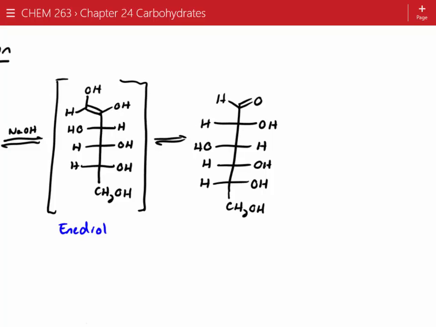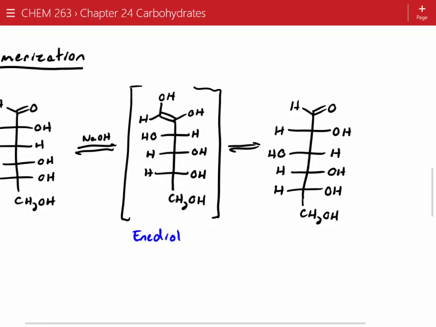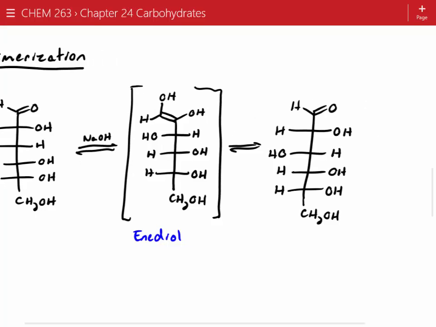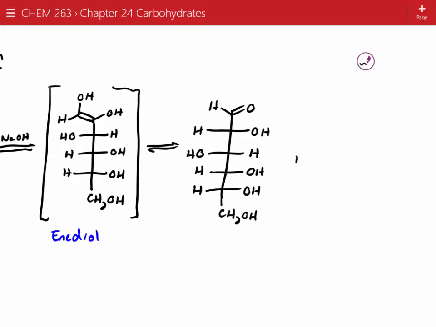Did I miss one? Because it's OH, H, OH, OH, and then the other one's just H, OH, OH. So we should have 1, 2, 3, 4, 5, 6 carbons. I see. Yeah, so one of those is now a part of there. So we haven't gained or lost carbons. And so you'll get this product, and you'll also get a different product, where the alcohol on top is on the opposite side.